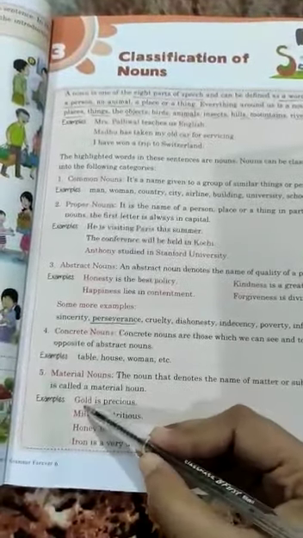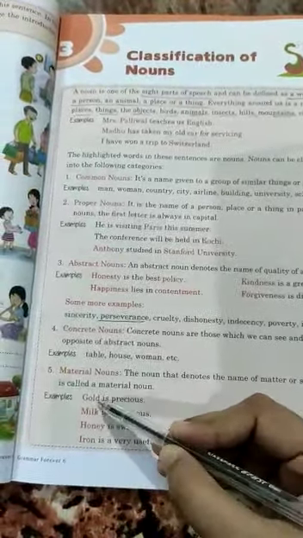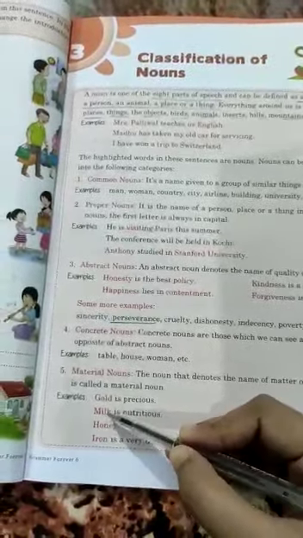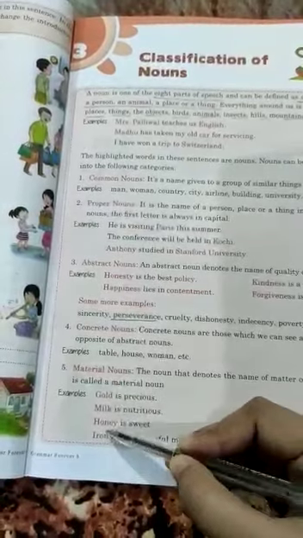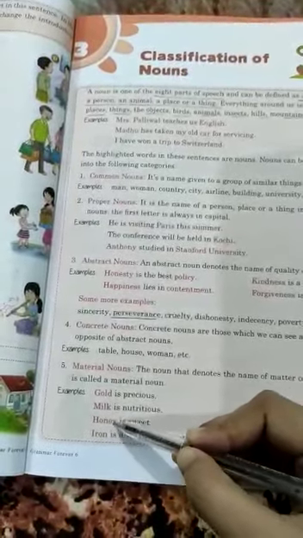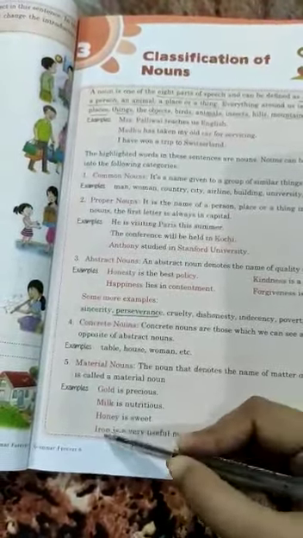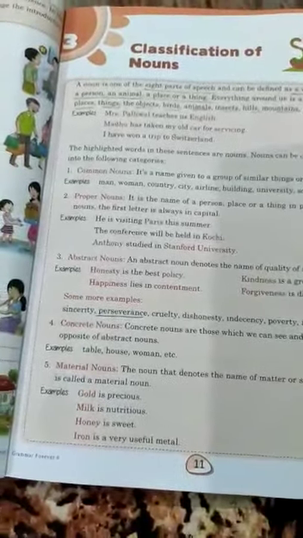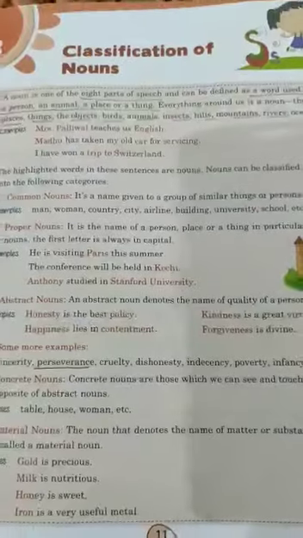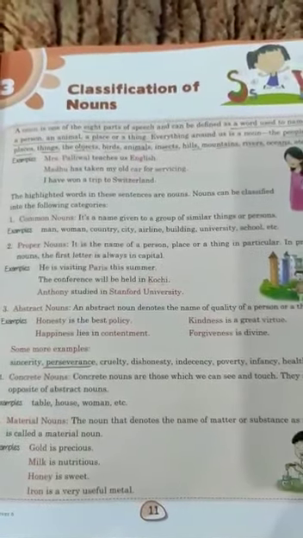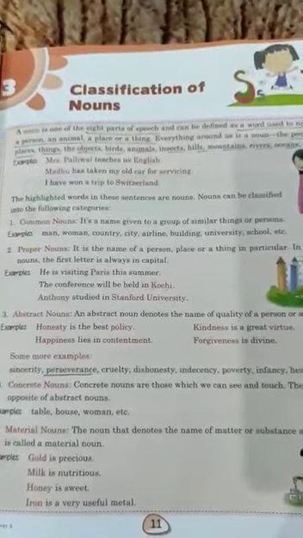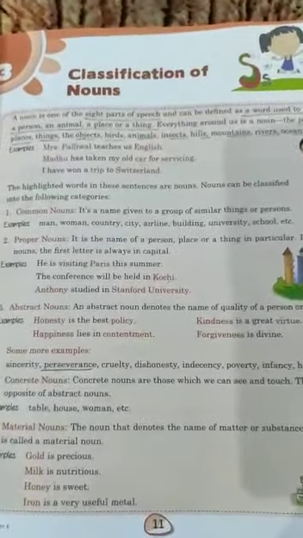For example, gold is precious. So here gold is the material and is called a material noun. Milk is nutritious. Milk is a material noun here. Honey is sweet. So honey here is a material noun. Iron is a very useful metal. So here iron will be your material noun. A few more examples of material nouns can be wood, cotton, rubber, wool, silver, etc.